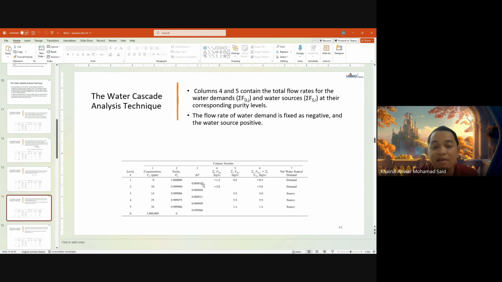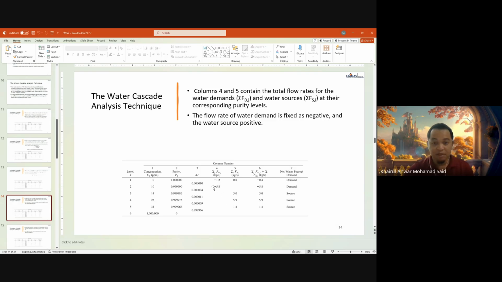It is in between purity, pK. So because for concentration at 0, we have 2 values, 1 for demand, 1 for source. For demand it is negative 1.2. So the demand is referring to BFW, boiler feed water. For the water source, it refers to distillation bottom. And you expect it as this. So for 10 ppm, only water demand is there.